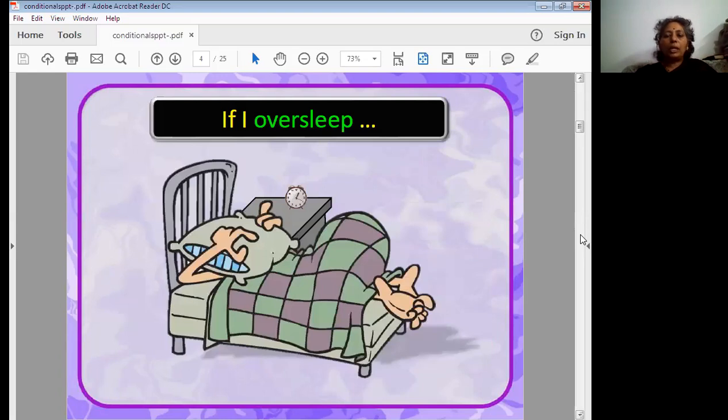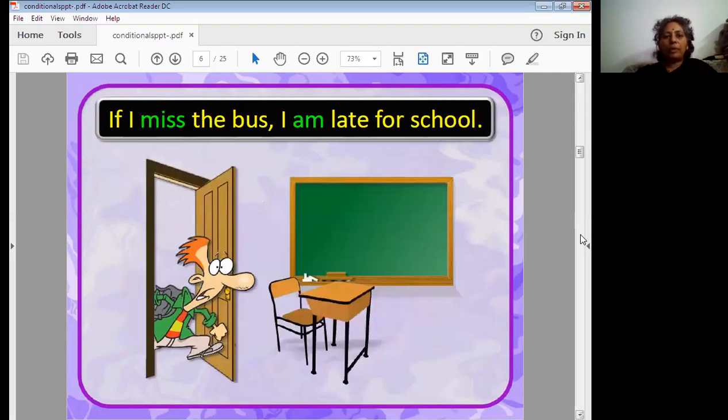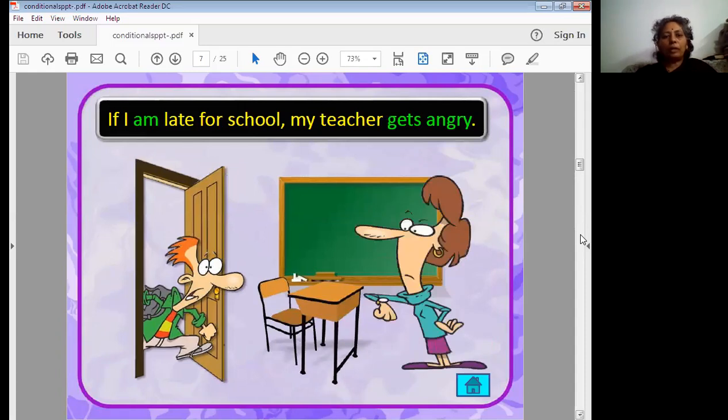Next you see: if I oversleep, I miss the bus. Here the if clause is there, and what is the main clause? I miss the bus. So miss is the verb. And you check another one: if I miss the bus, I am late for school. Here you can change the if clause to the main clause and the main clause to the if clause. And next you see: if I am late for school, my teacher gets angry. All these are zero conditionals. How you use them depends upon the situation and how you want to communicate.